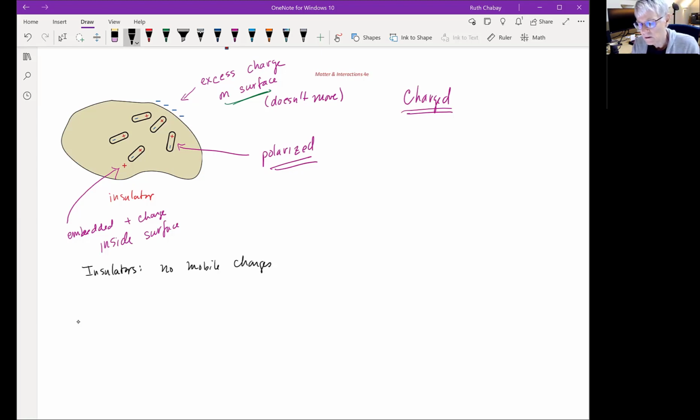Which means that inside, the electrons are bound to the molecules. They can't move. They can move a little, they can shift a little bit, but they can't move very far.